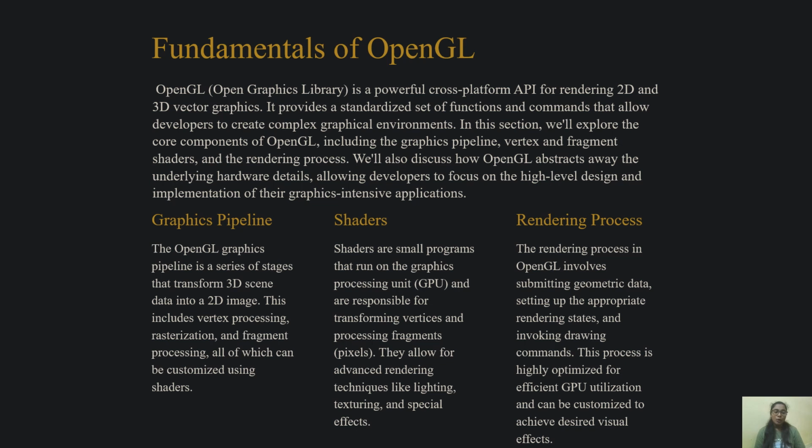Graphics pipeline. The OpenGL graphics pipeline is a series of stages that transform three-dimensional scene data into a 2D image. This includes vertex processing, rasterization, and fragment processing, all of which can be customized using shaders.